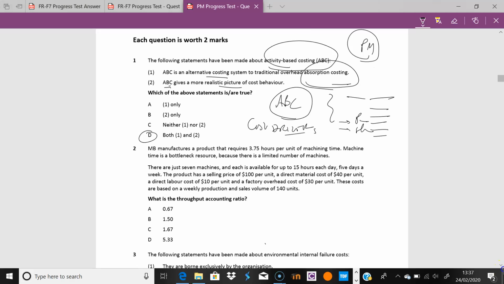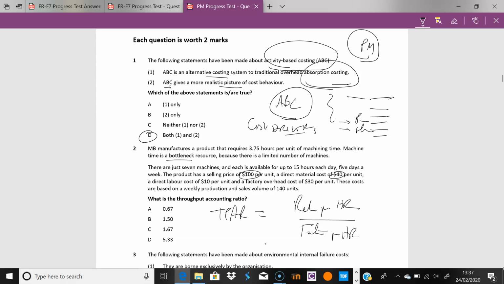Cool, great. With throughput accounting ratio here, we're really looking at a return. It's really saying what is the return on making this product given the fact that we're in a bottlenecked scenario. So we're really looking at what's the return per hour divided by the factory costs per hour. So return over costs in effect, or the ratio of return to costs. So the question is, what is return per hour?